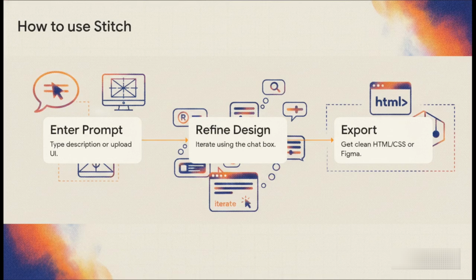Okay, so how do you actually use it day to day? The workflow is surprisingly straightforward. Step 1, you just enter your prompt or reference UI. Step 2, instead of manually pushing pixels around, you iterate and refine using a chat box. You can literally just type, make the buttons rounder, or add a search bar to the header. And then step 3, you export the clean HTML and CSS, or push it over to Figma if you're using standard mode. This whole conversational iteration thing is incredibly fast. A PM or developer can spin up a layout in like 60 to 90 seconds. It entirely shifts the paradigm from pushing pixels to just having a conversation about what you want to build.